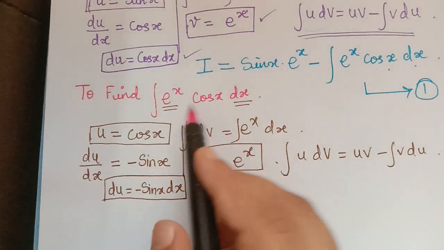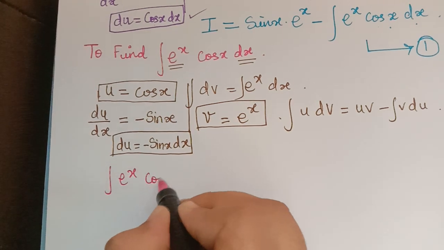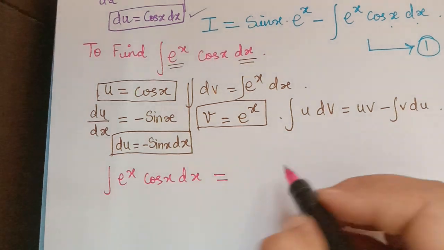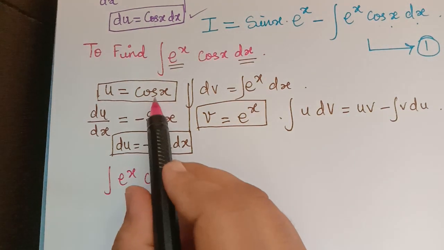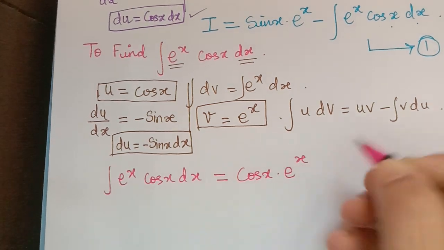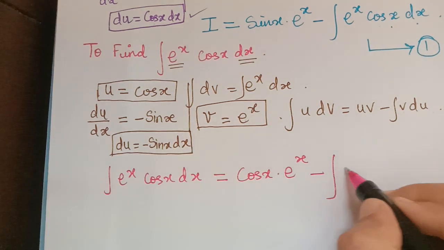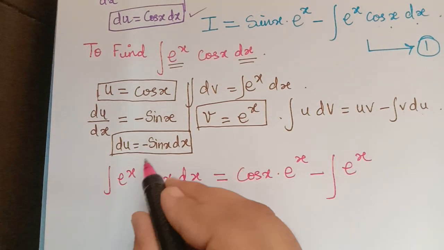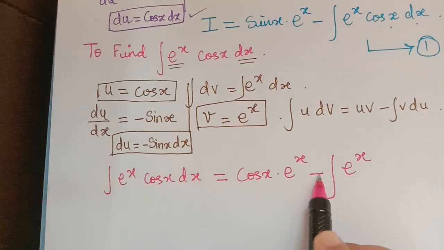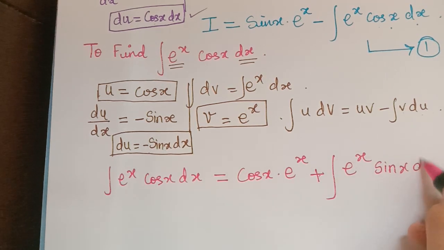Now integral u dv is this, that is integral e power x cos x dx. This is what we are evaluating. So that is equal to uv. What is u? Cos x. V is e power x. So cos x multiplied with e power x minus integral v du. V is e to the power x and du is minus sin x dx. So this minus and this minus gets multiplied and it becomes plus, and here we have sin x dx.